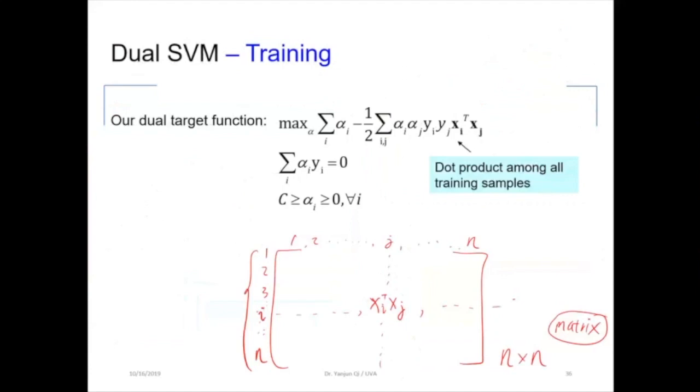Then during training, the only thing you require is xi transpose xj, and in fact, what you need is this kernel matrix having xi transpose xj among all the possible training samples versus the other training samples. And you're going to do a summation over this evaluation by maximizing this whole objective function, satisfying these two different constraints.